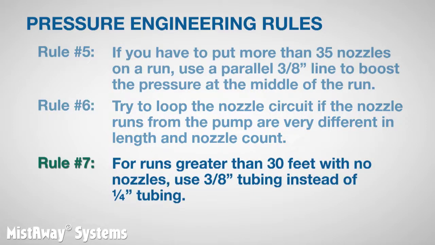And rule number 7 recommends using 3/8-inch tubing rather than 1/4-inch tubing if there is a run of 30 feet or more with no nozzles. Does your design require that? If your nozzle circuit design meets rules number 3 through 7, you can be confident that every nozzle will mist within the target misting zone.